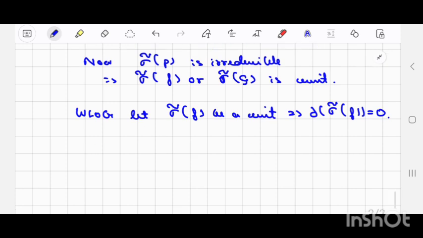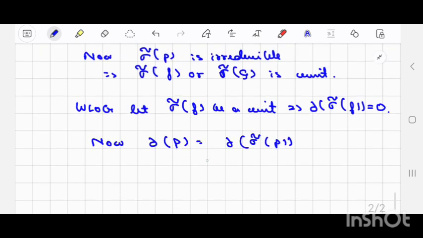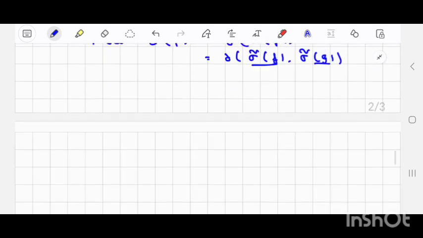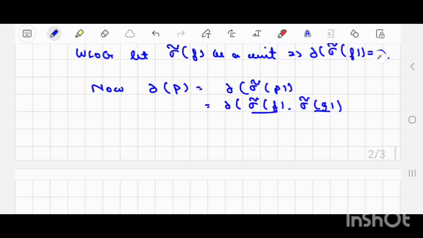But then what happens? Now clearly observe, the degree of p is given to be the same as the degree of sigma tilde of p, but the degree of sigma tilde of p is the degree of sigma tilde of f times the sigma tilde of g. But both of these are coming from polynomials over fields. So polynomials over fields are integral domains. That is an integral domain.